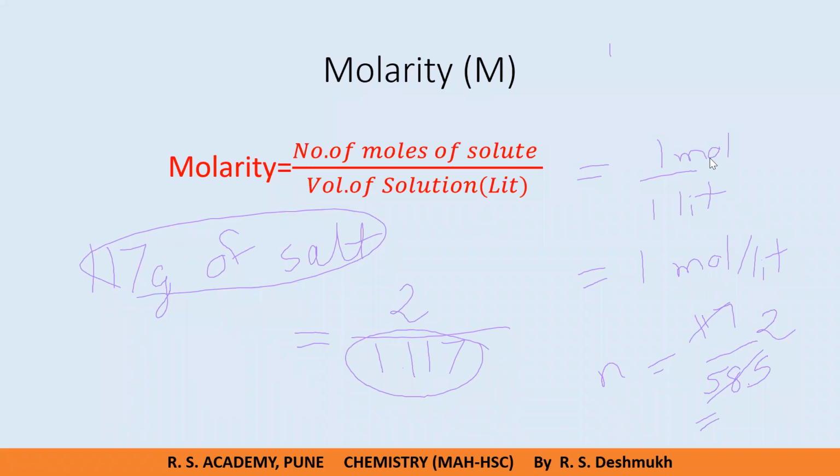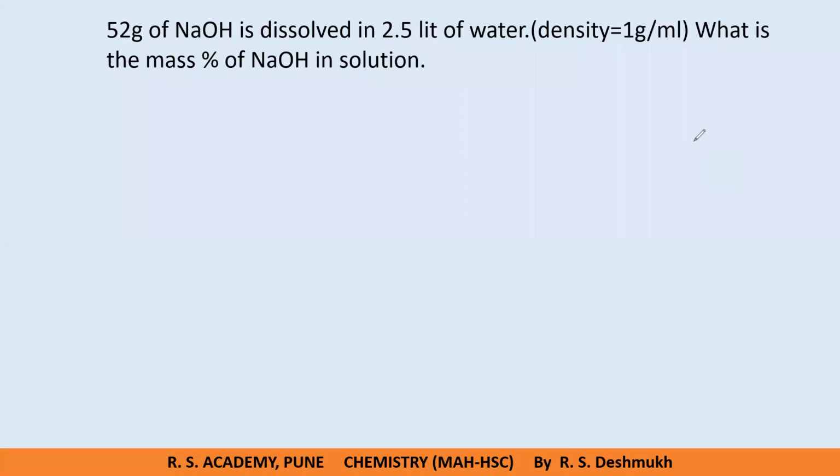चूक होते सोल्युशन मोजायला. So always whenever we measure, we say that in case of molarity, it is defined as number of moles of solute per liter volume of solution. Just listen what they say. 52 gram of NaOH is dissolved in 2.5 liter of water. What is the mass percentage?